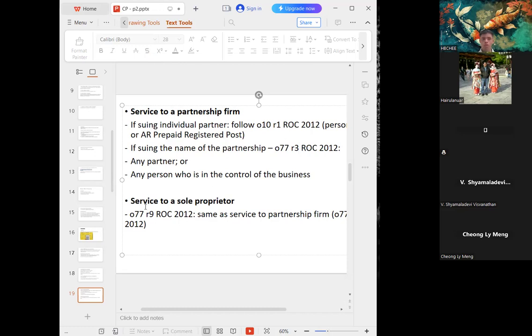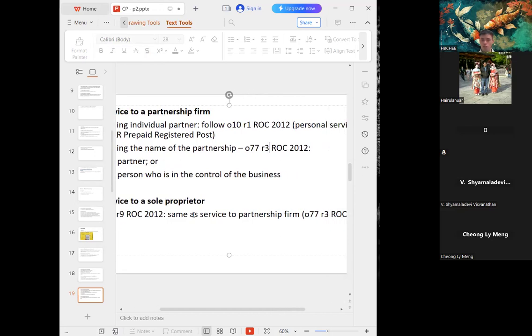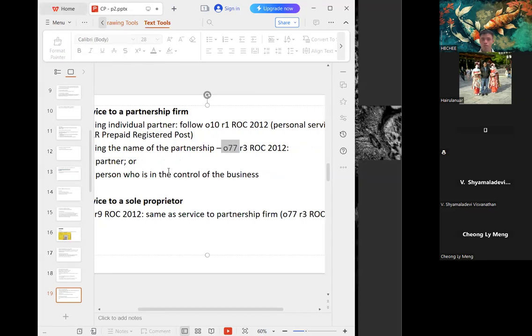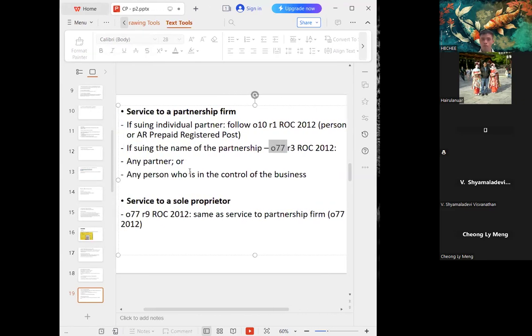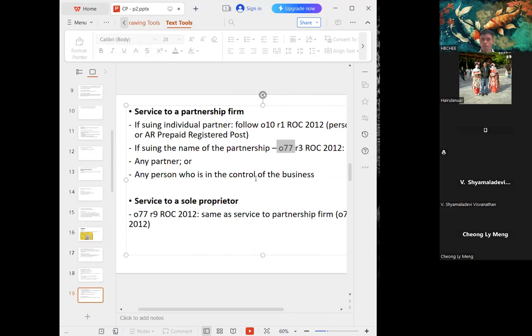Now, when it comes to service to a sole proprietor, according to Order 77, Rule 9, it is the same as service to a partnership, which is Order 77, Rule 3, to the person having control of the business.